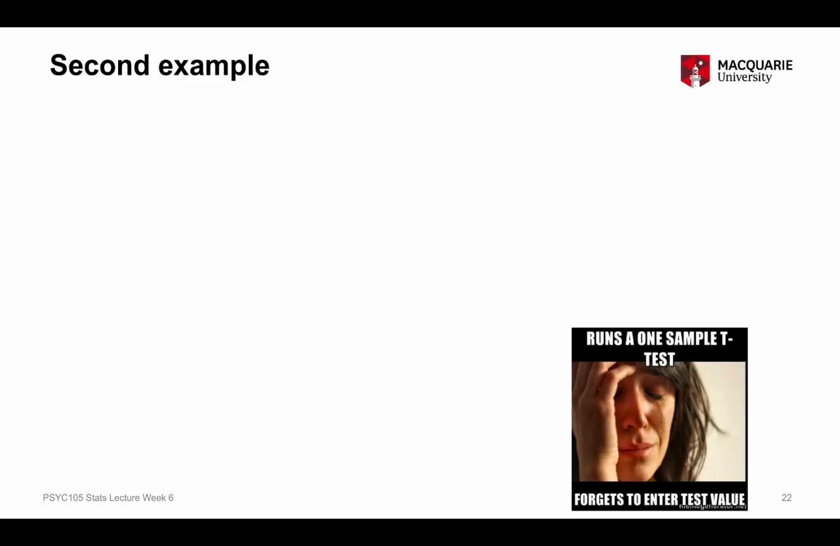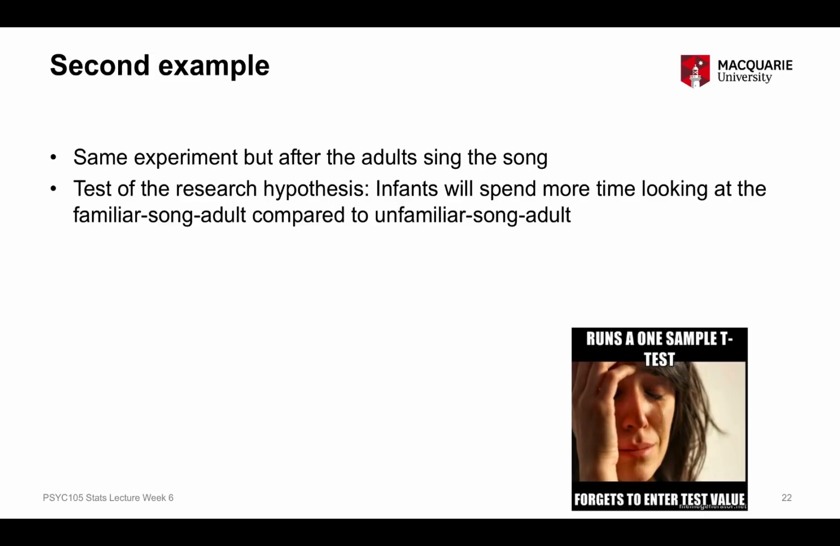Okay, so that's one example of a t-test. The next thing that you could do, which I'm not going to do with you, but I very much encourage you to do on your own, is to practice going through that process again, but with a different variable. So the second example that you can use, using the same data set, the same research context, is looking at the proportion of time that the infant spent looking between the two adults after the adults actually sing a familiar or an unfamiliar song. And this is formally the test of the research hypothesis that was back earlier in the lecture deck, that was testing to see whether infants spend more time looking at the familiar song adult compared to the unfamiliar song adult. So have a go at doing that yourself.